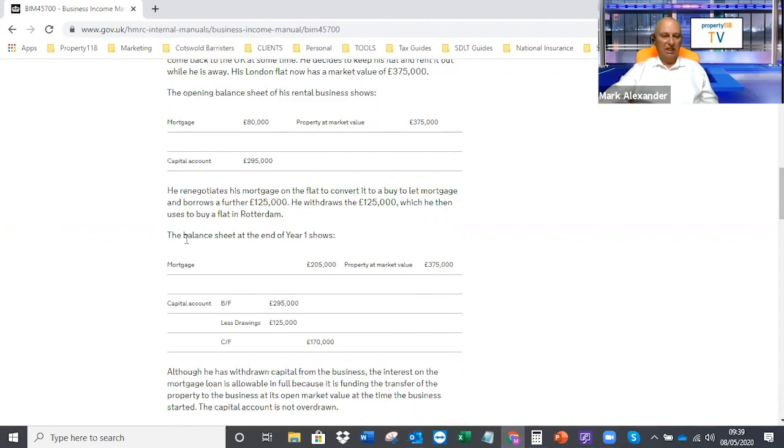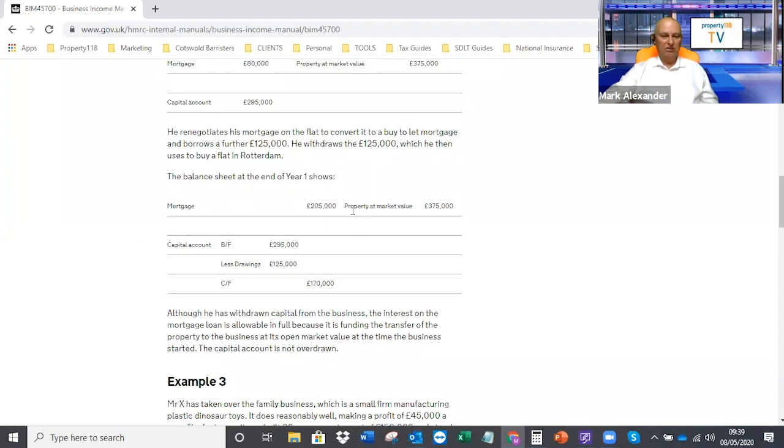So it then gives us an example of the balance sheet at the end of year one, showing that the mortgage is £205,000, the property at market value is £375,000. So his opening capital account balance was £295,000, less his drawings of £125,000. So he's still carrying forward £175,000 of capital account balance.